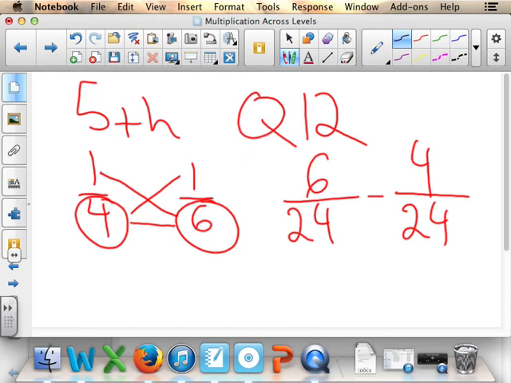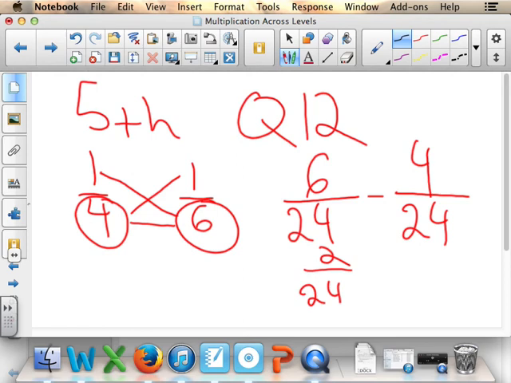Now we can do it. Remember, denominator is going to stay the same. The only thing that changes when you subtract is the numerator. So what's 6 minus 4? 2. Do you see 2 over 24 as an option in your multiple choice? No. What do you think we have to do? What do you think we have to do, Alex?